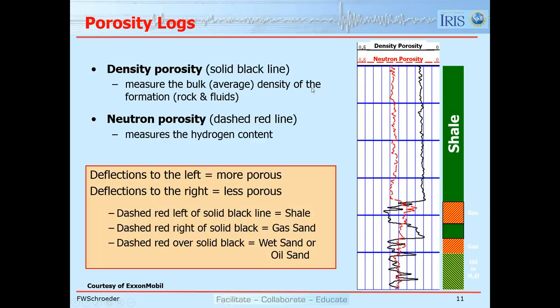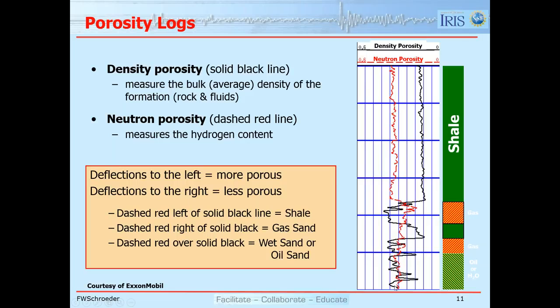If we have both of these logs, what we can look for is the distance between the black and the red curve. If the black is to the right, then it's a shale. If they cross over and the black is to the left and the red is to the right, that indicates that it's a gas-filled sand. So here we have a shale, a gas-filled sand, another shale, another gas-filled sand. The red is to the right of the black.